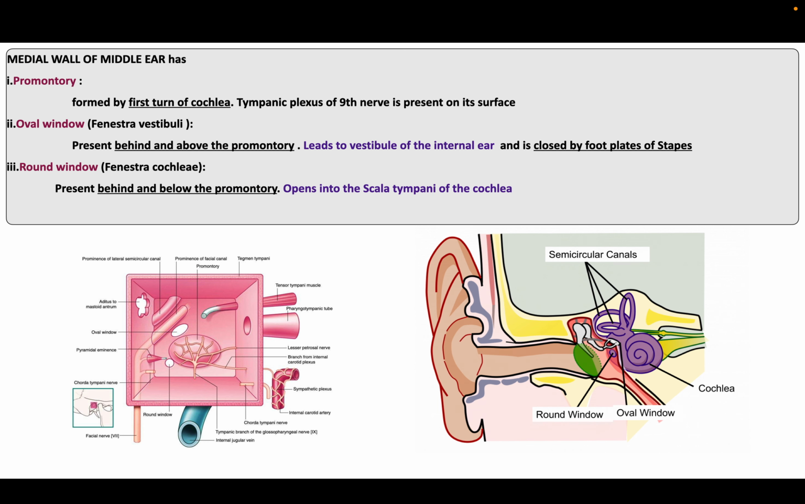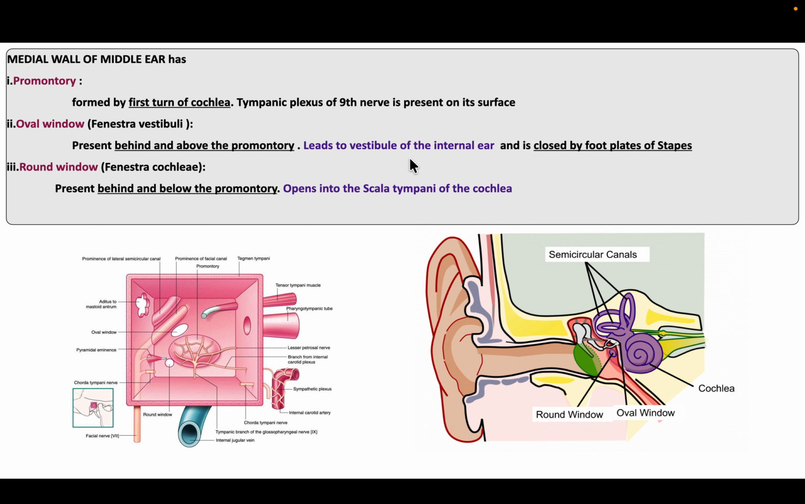Now what are the structures present on the medial wall of the middle ear? One is the promontory, which is visible here, formed by the first turn of the cochlea. So the first turn of the cochlea forms the elevation in the medial wall of the middle ear. Then the oval window, also called the fenestra vestibuli, which is present behind and above the promontory. So this is the oval window you can see here. Then the round window, that is the fenestra cochleae, which is present below and behind the promontory. It opens into the scala tympani of the cochlea.